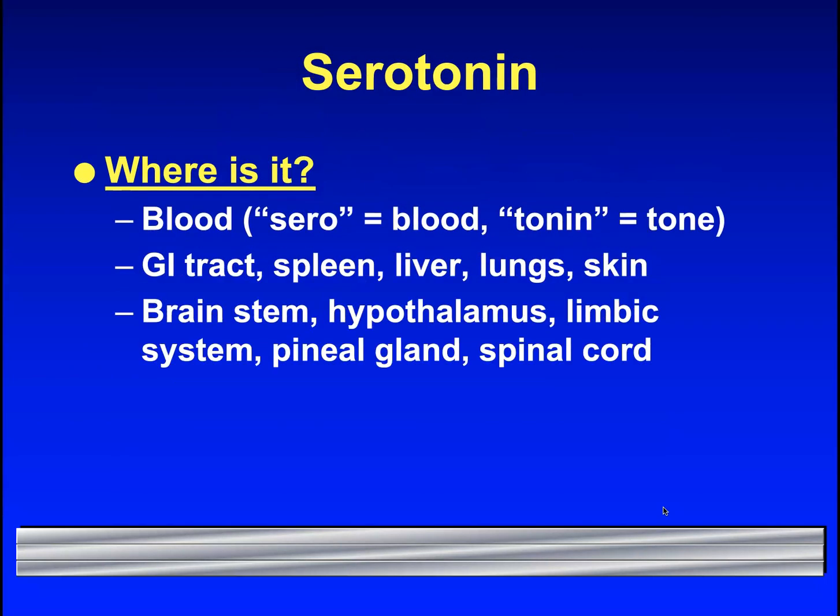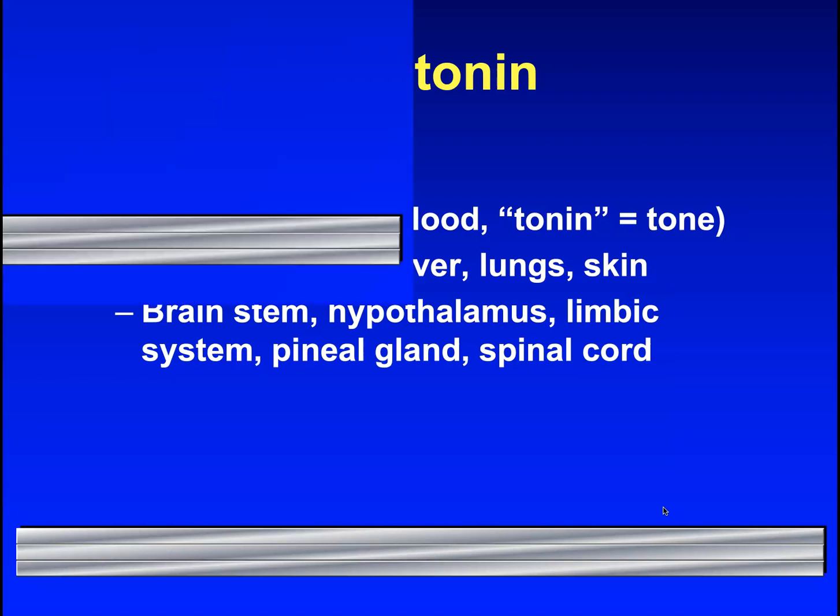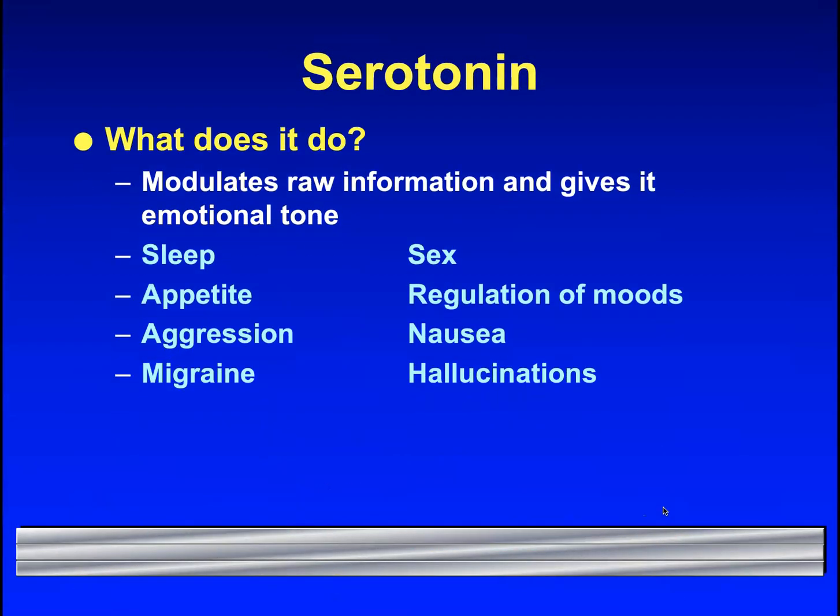Serotonin comes from sero, blood, and tone. It's all over the place. You don't have to learn specifically where this is. You find it all over the brain and body. And what it does, many, many things. One way to look at it is it modulates raw information and gives it emotional tone. Well, what does that mean?